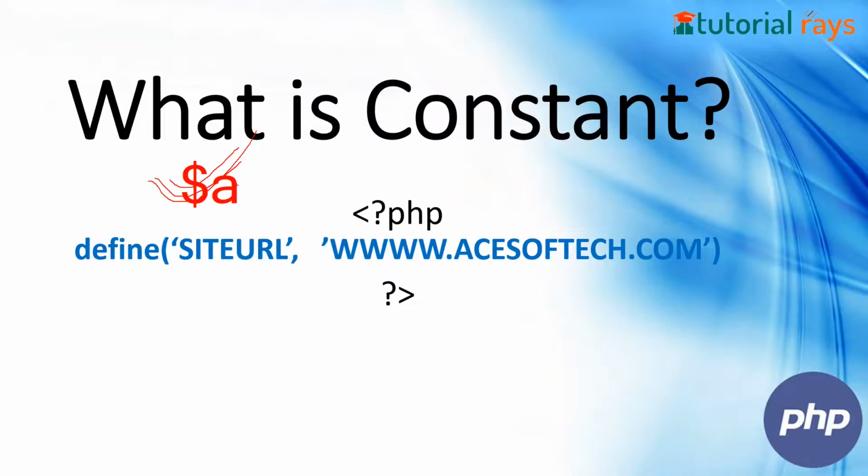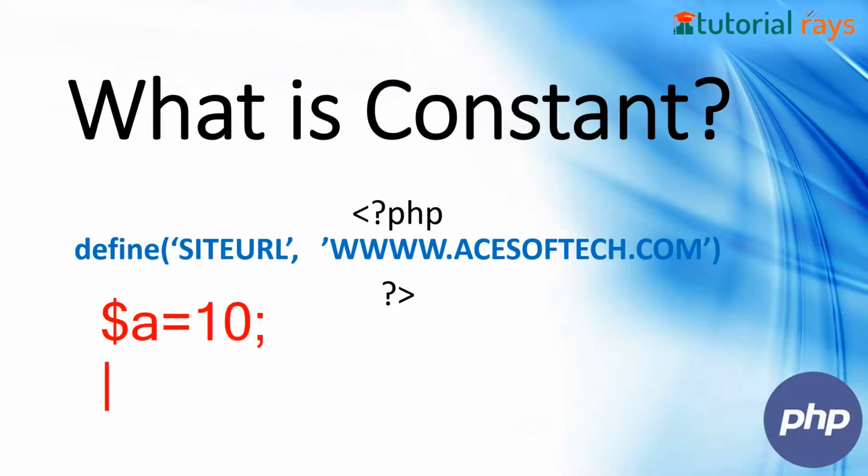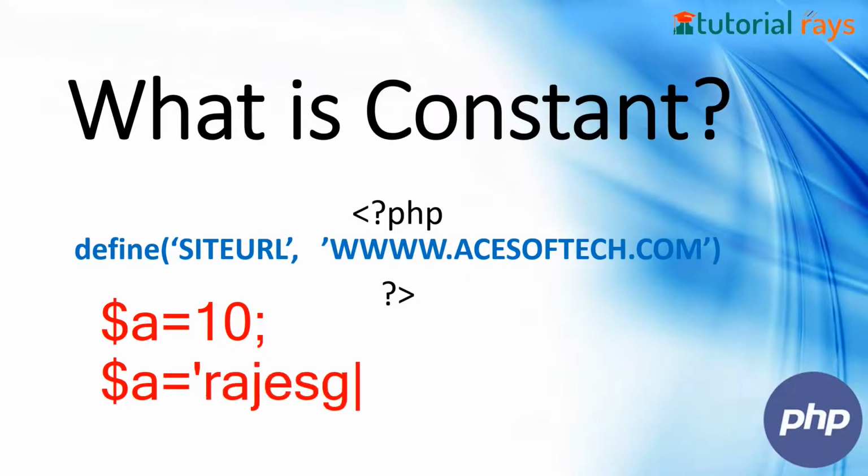But what happens in a variable? You saw in the previous video. If you have not seen it, I recommend you check the previous video first, then come back here. So in a variable, what happens? Dollar a equals 10, as I discussed in the previous video. And then dollar a again, here we put Rajesh, and there is no problem. The problem here is that the value 10 is overwritten.